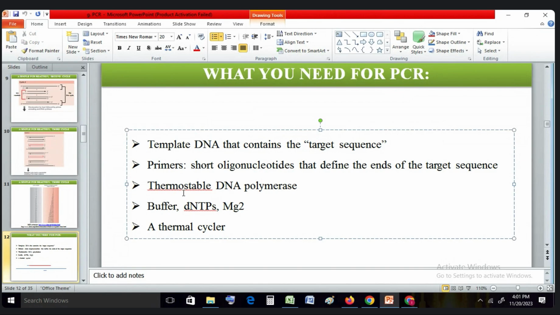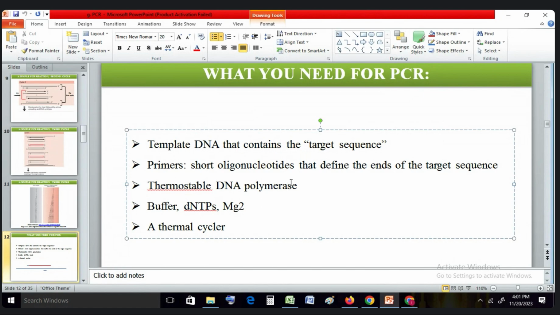Second is primers. Primers are short oligonucleotides that define the ends of the target sequence. Ends of the target sequence means whatever sequence you want to amplify has an upstream end and a downstream end. According to those ends, you should have primers, and those primers will amplify the sequence in between.